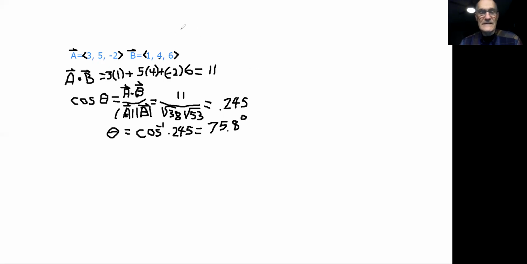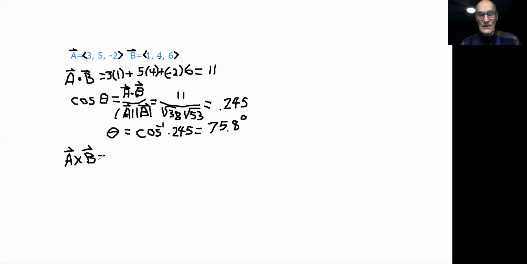Now, let me show you. The second thing we looked at is something called the cross product. We're going to do the same two vectors, A cross B. Now the cross is just like this, and that's not multiplication. When you see vectors and you see that X in the middle, that means the cross product.